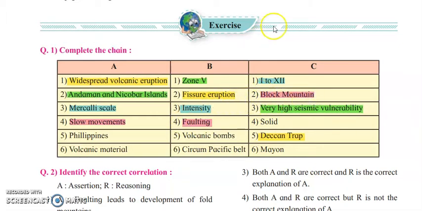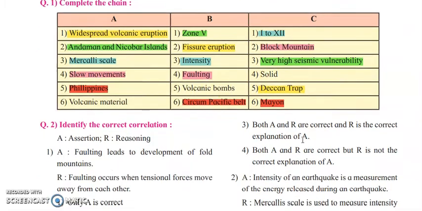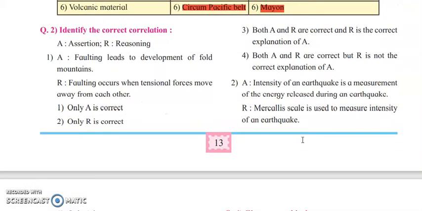Next is Philippines. In the case of Philippines, the answer is it lies in Circum-Pacific belt. The most active place in Philippines in the case of earthquake and volcanic eruption is Mayon. And last is volcanic material. Volcanic material consists of volcanic bombs which are in solid state. So this is all about the first exercise. Let us move to the second one.